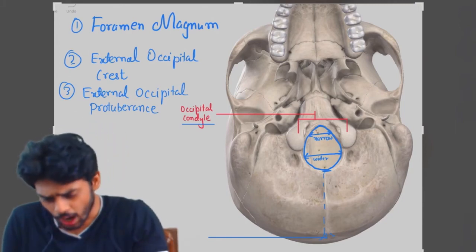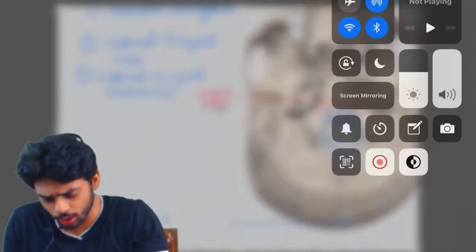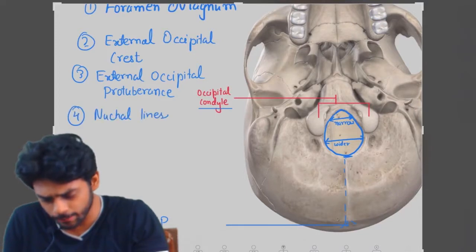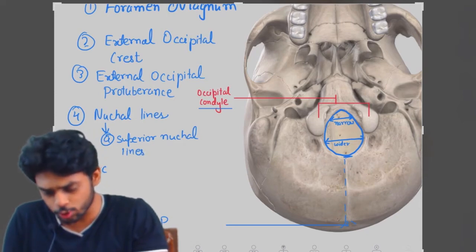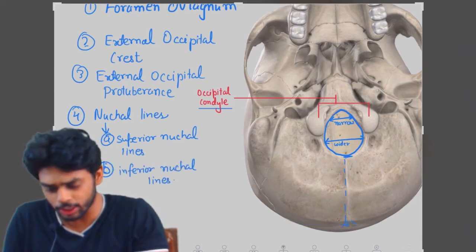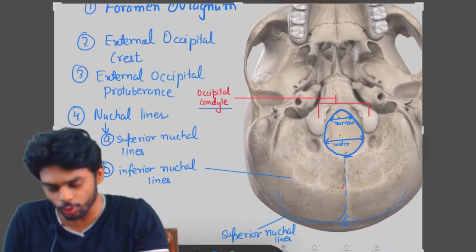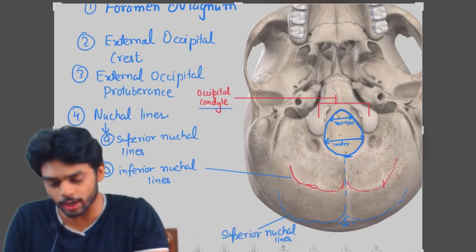Okay, after this we will see the nuchal line. Can you see the nuchal line here? Let me show you. There are two nuchal lines which can be seen on the skull: superior nuchal line and inferior nuchal line. Let me show you. This is the superior nuchal line, and here you have the inferior nuchal line.